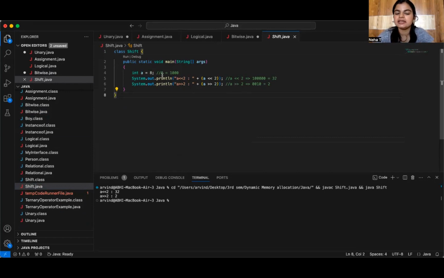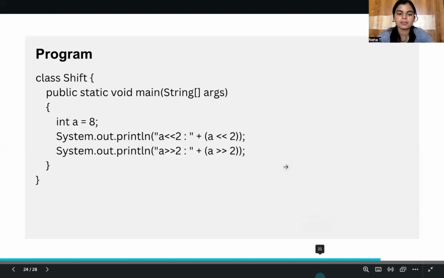So 8 is nothing but 1 0 0 0. If we're shifting to the left-hand side by 2 places, we'll be adding zeros there. So here the binary literal will become 32. When we're shifting to the right-hand side, if we want to shift it to the right, we'll be adding 2 more zeros, and these zeros will not be calculated. So here we'll have 2 as the answer. Okay, so this is about the shift operators, left shift and right shift.